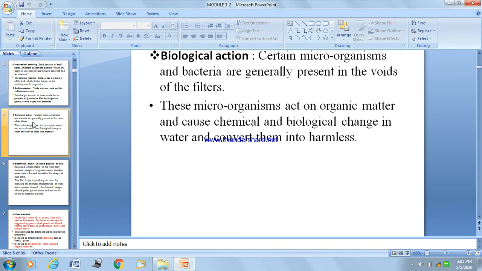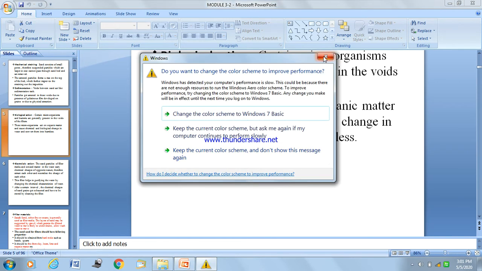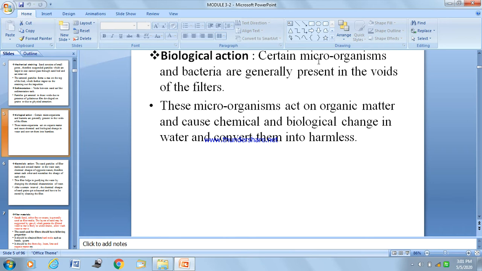The third one is biological action. When bacteria are caught in the voids of the sand grains, a film is formed around the sand grains. This film contains a large colony of living bacteria. The bacteria feed on the organic impurities contained in the water, and convert such impurities into harmless compounds by complex biochemical reactions.